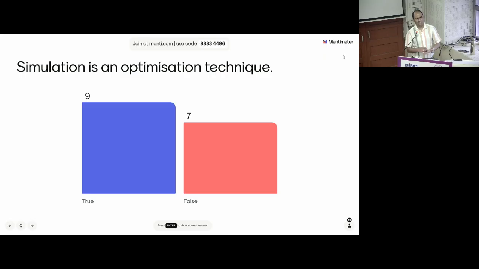You can do normal calculation. M/M/1 means the arrival rate is exponential, then the departure rate, and then one counter is there. You can use those simple formulas, okay, and then you can find that out.